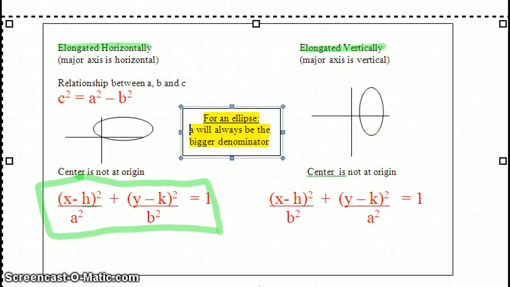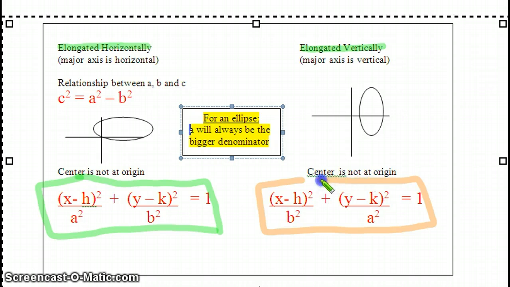On the other hand, when we talk about it being elongated vertically, A is on the major axis now, which is the vertical axis, which is the Y. So the A value is underneath the Y because the A is the longer piece. Okay, so it's important, the placement of A and B. The only way that these two formulas are different is where A is and where B is.